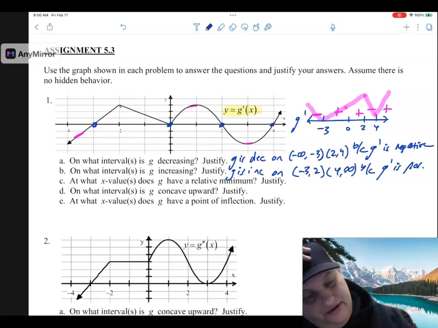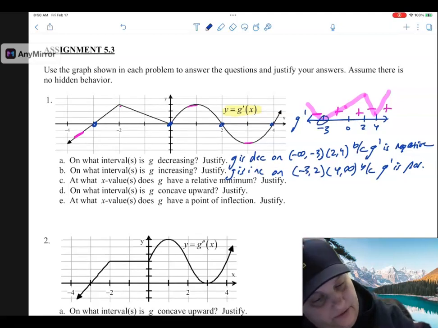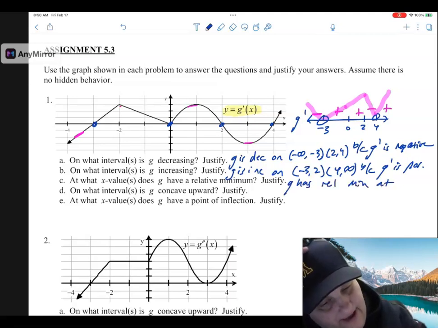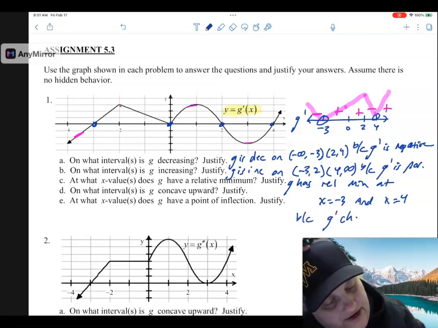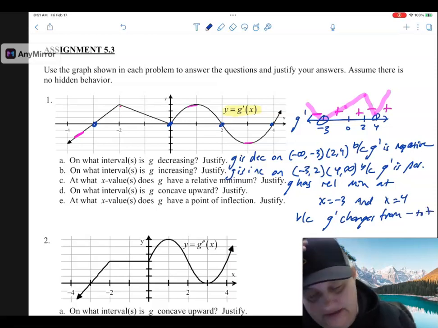At what x value does g have a relative min? There are 2. G has relative min at x equals -3 and x equals 4 because g prime changes from negative to positive.